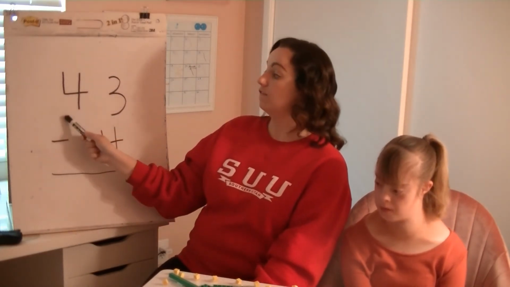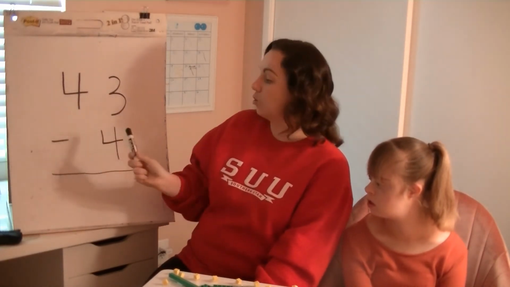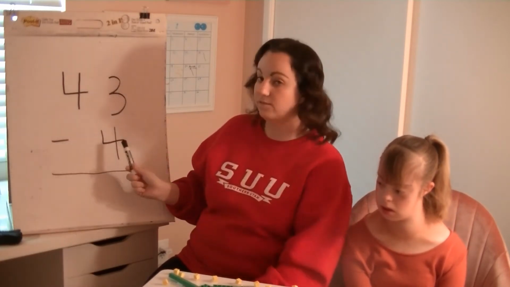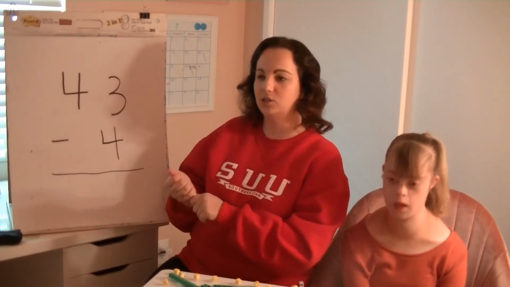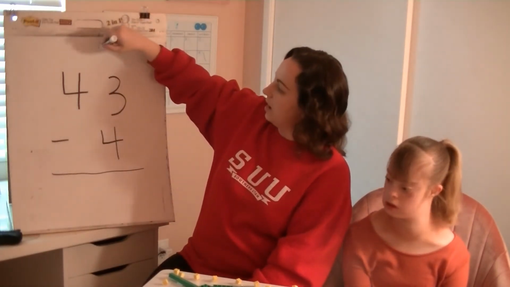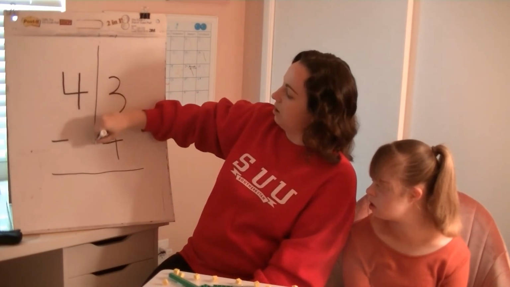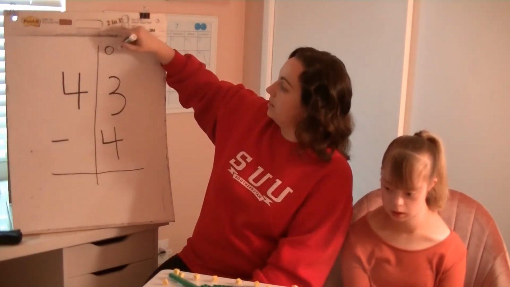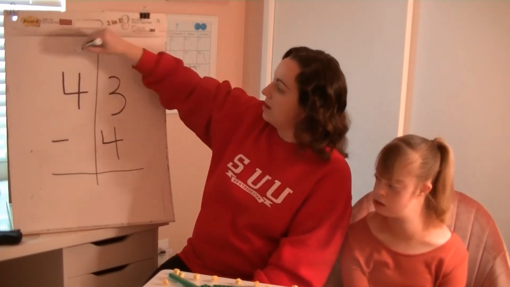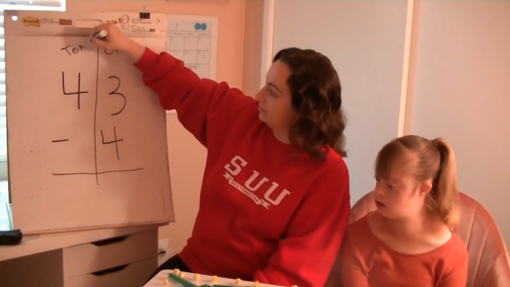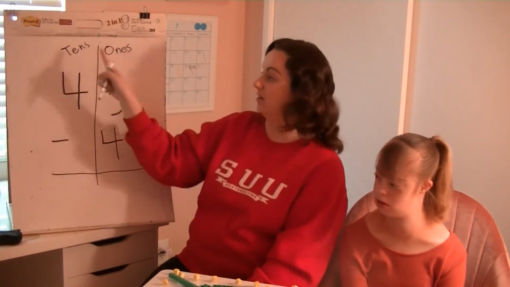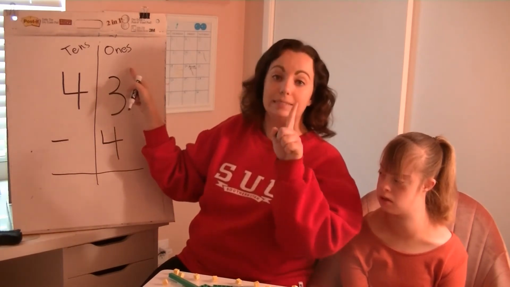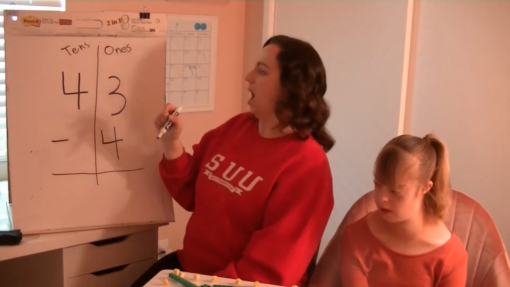It says 43 take away 4. The first thing I'm going to do, I love to draw that line down the middle to keep me organized and on track. That way I can easily see the 1 side and the 10 side. Good. Do we start at the 10 side or the 1 side? The 1 side, okay?